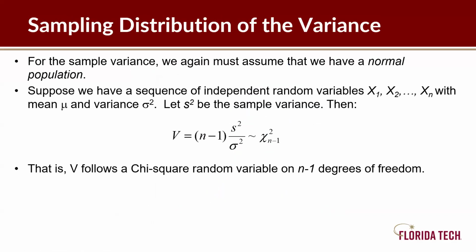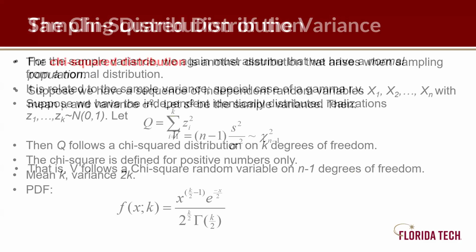Sampling distribution of the variance. For the sample variance, we again assume we have a normal distribution. We have a sequence of independent random variables, x_1 to x_n, with mean mu and variance sigma squared. If s squared is our sample variance, then if we make a new random variable V, that's (n minus 1) times s squared over sigma squared, that follows what's called a chi-square distribution on n minus 1 degrees of freedom. Okay, I think we mentioned that one before.